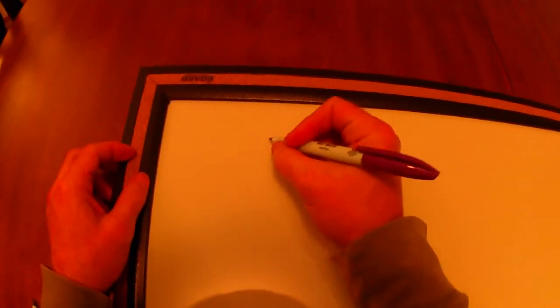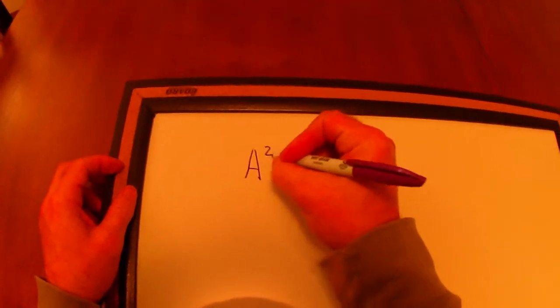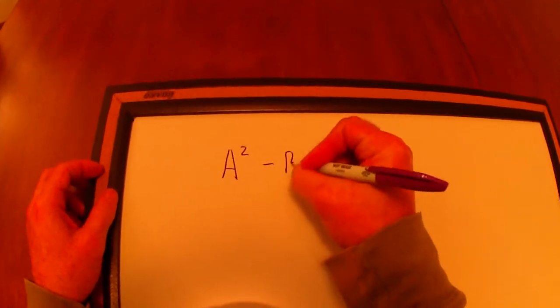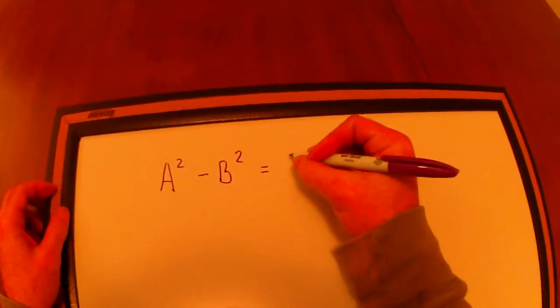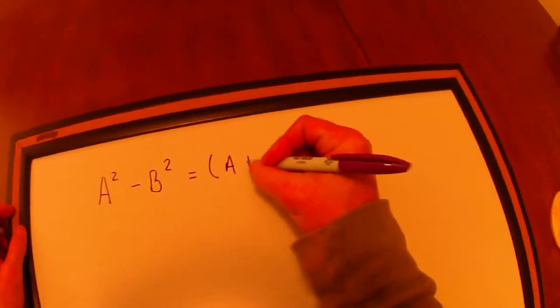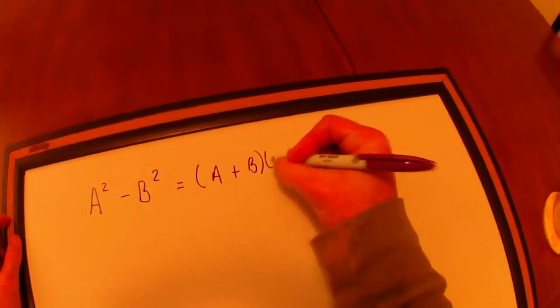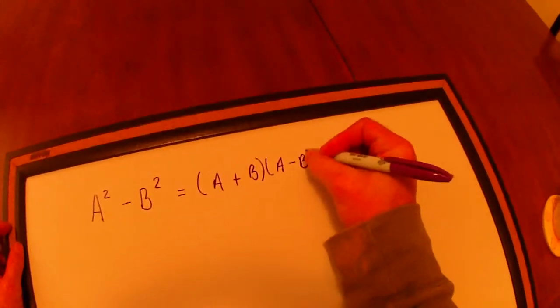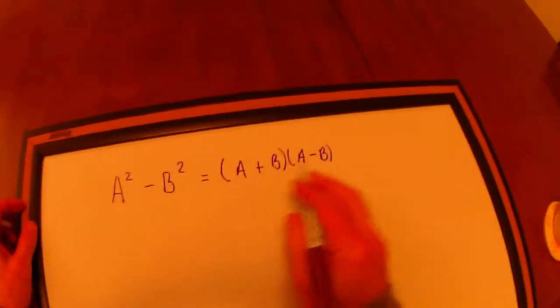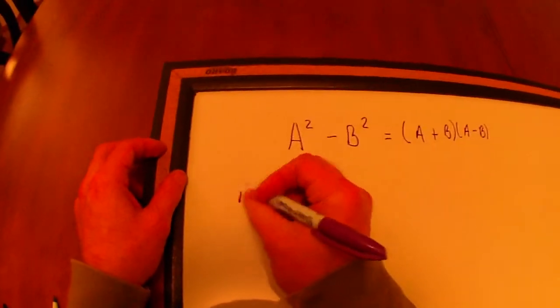Okay, for this example we're going to do repeated applications of the difference of squares formula. So recall that a squared minus b squared factors to be a plus b, a minus b. Difference of squares. Okay, so here's our example.